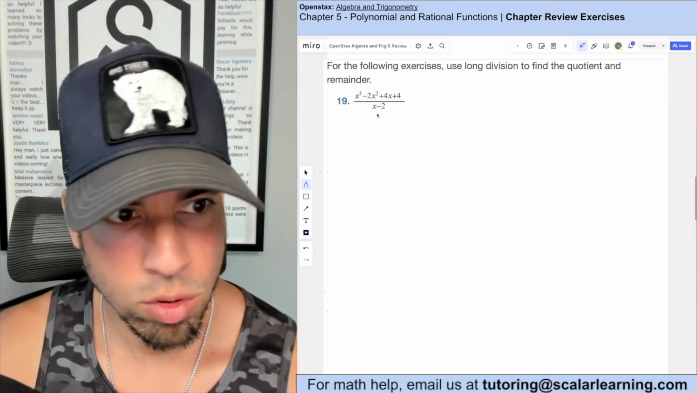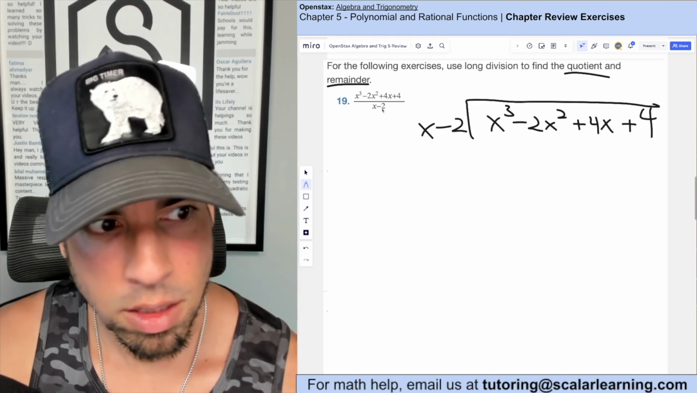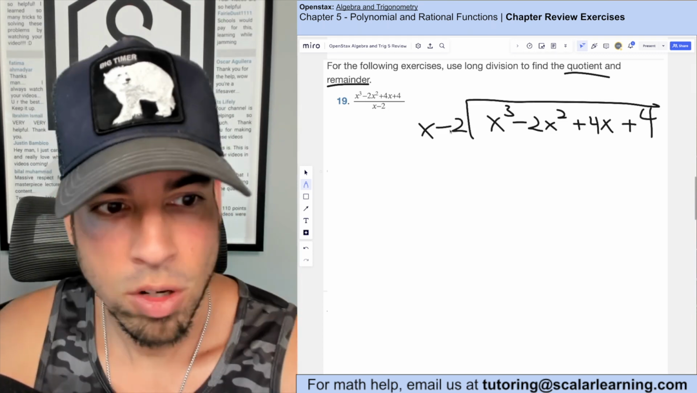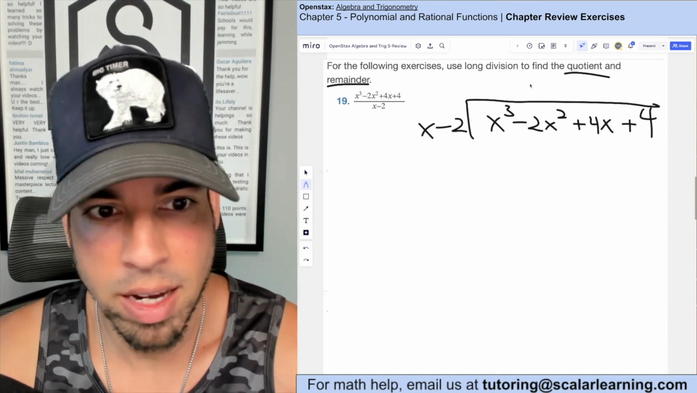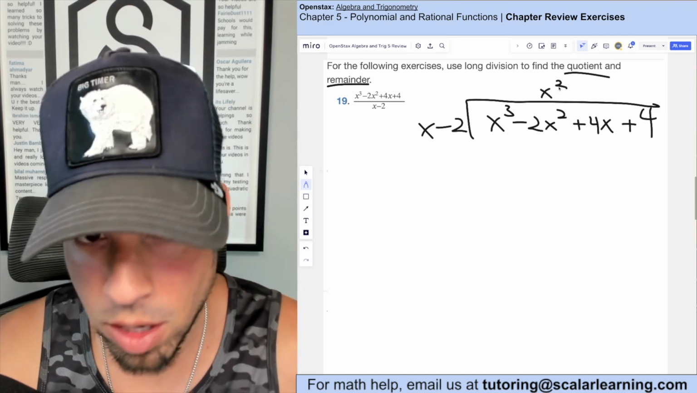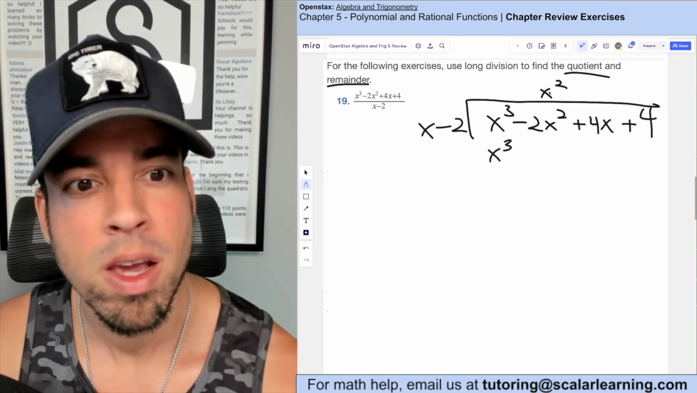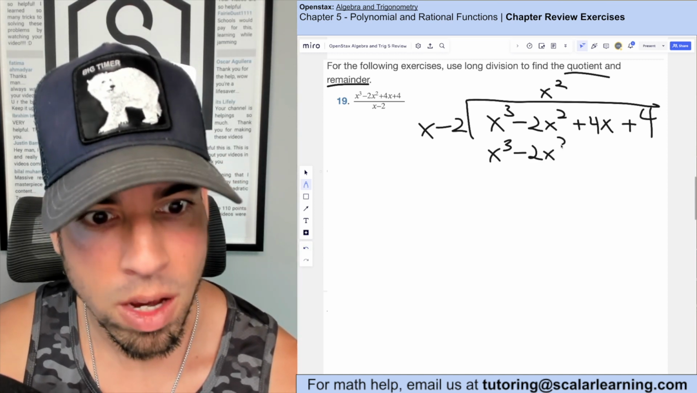For this one, we're meant to use long division to find the quotient and the remainder, so let's set it up. So again, the denominator is the divisor, and this is the dividend. So now as we divide, we're only looking at these leading terms here. So how many times does x go into x cubed? It goes in x squared times, because x squared times x is x cubed. That's what we want to line up. But we also must multiply against that -2. That gives us -2x squared.